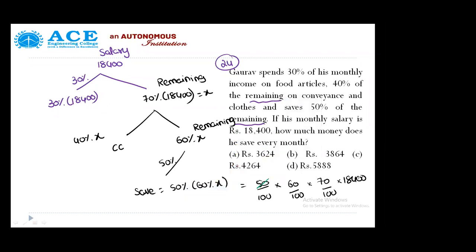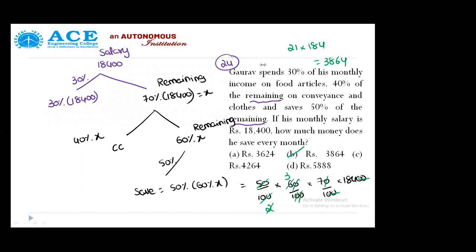Now this is 1 by 2, 50%, we know 1 by 2. This 0 cancels, this 0 cancels. These two zeros get cancelled. This is anyhow 3 times. Now we should do 21 into 184, which is 3,864. Option B.